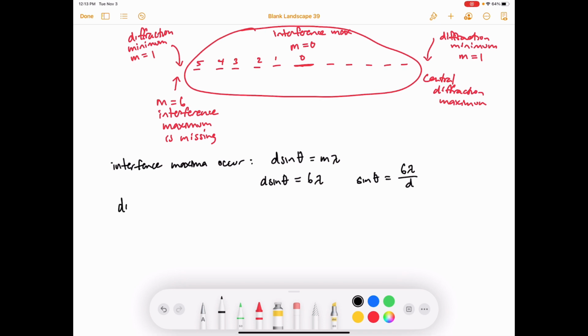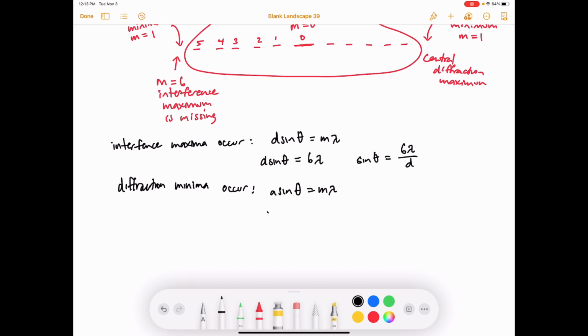Now, diffraction minima. These occur whenever we have a sine theta is equal to m times lambda. So remember, for the first diffraction minimum, we're plugging in m equals 1. So I have a sine theta is equal to 1 times lambda. So from this, we see that sine theta is equal to lambda over a.